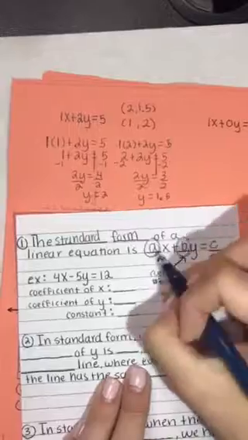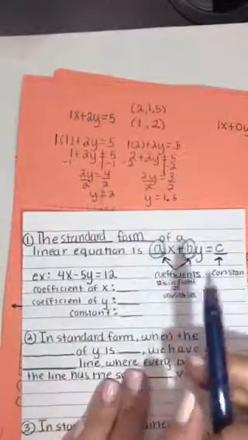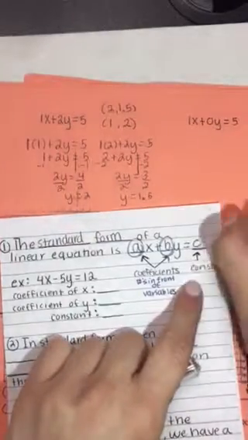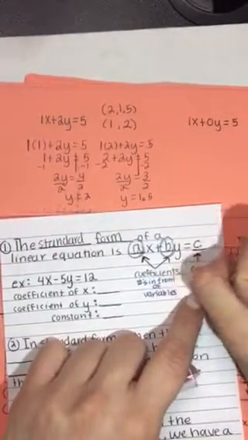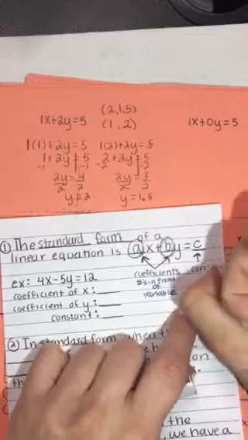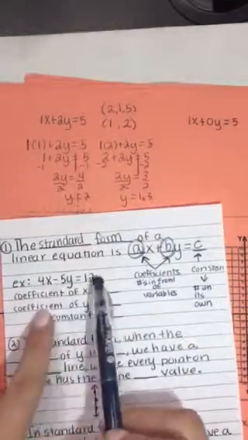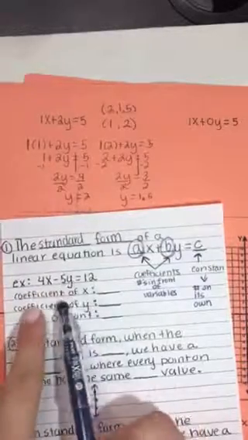They're not usually a and b, they're usually numbers like 4 and negative 5, and then they equal a constant. And the constant is a number on its own. So these are the types of equations we've been working with. 4x minus 5y equals 12.